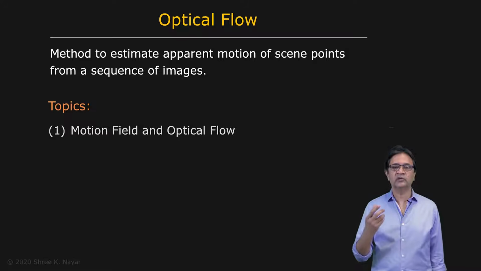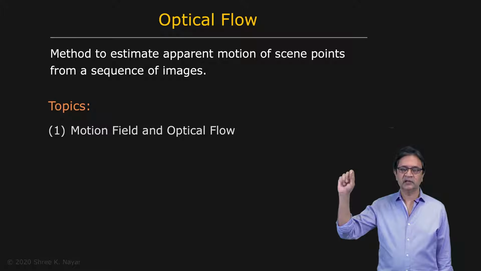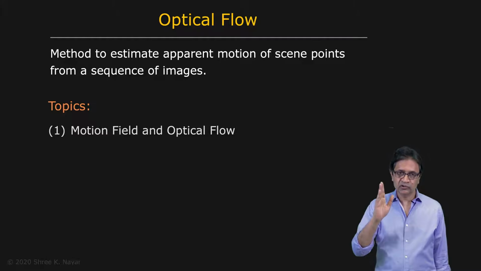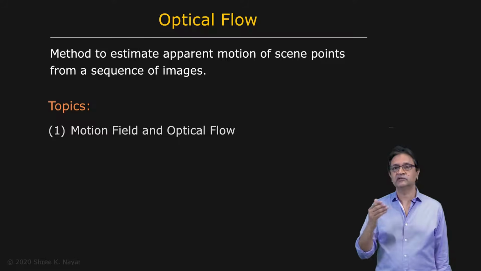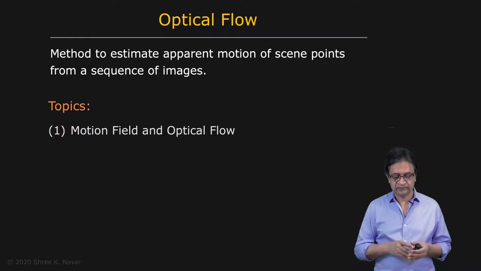So first, we're going to talk about the notion of motion field. When you have a point moving in the three-dimensional scene, its projection onto the image via perspective projection is what's referred to as the motion field. But we can't directly measure the motion field because in images, all we have are brightness patterns. And what we can do is measure the motion of brightness patterns. The motion of brightness patterns in the image is referred to as optical flow. We look at when optical flow corresponds to motion field and when it does not.